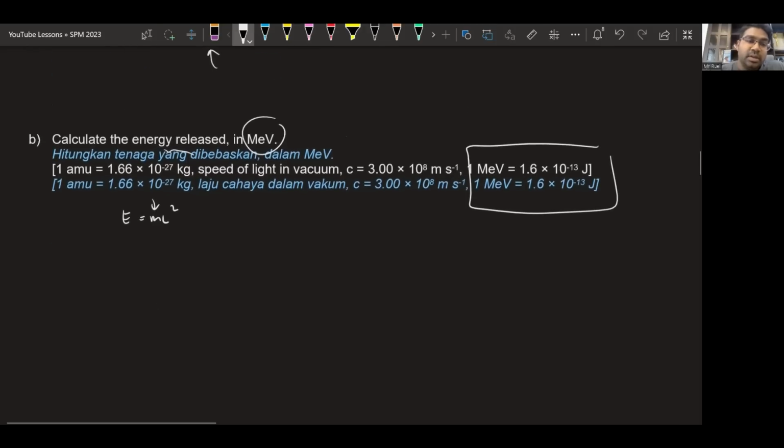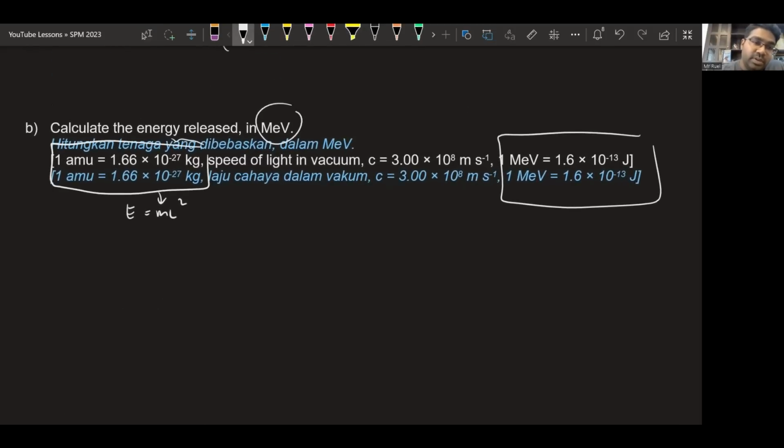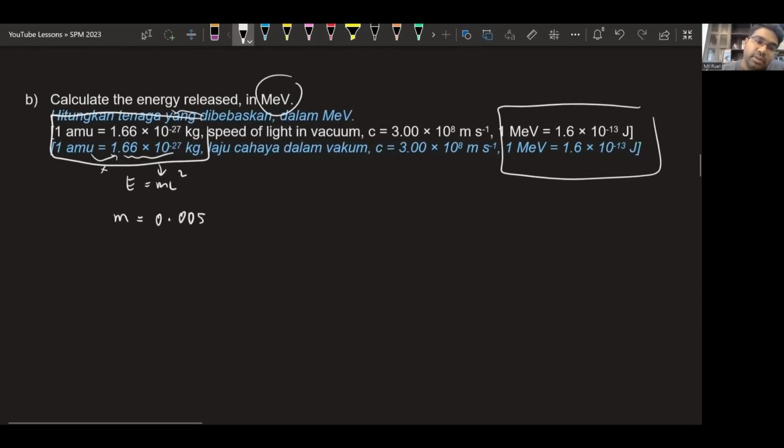And how do we do that? It will be given to you right here. 1 AMU is this many kilograms. So if you want to go from AMU to kilograms, we have to multiply by this value. So therefore, mass is 0.00523 multiplied by 1.66 times 10 to the power negative 27 kilograms. So this answer is in kilograms. And the answer that we will get here is 8.68 times 10 to the power negative 30 kilograms.